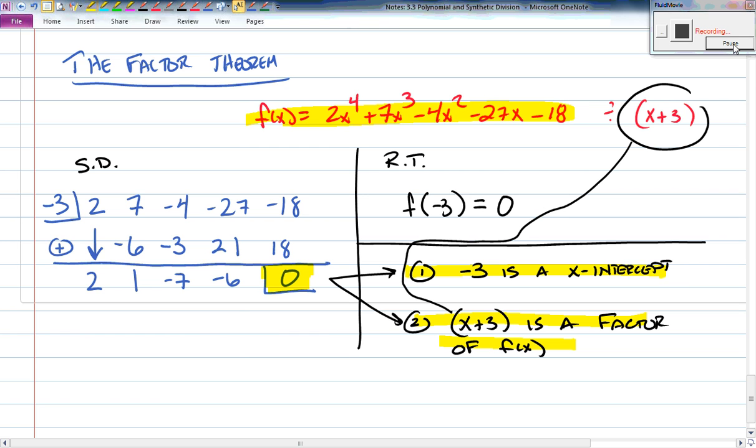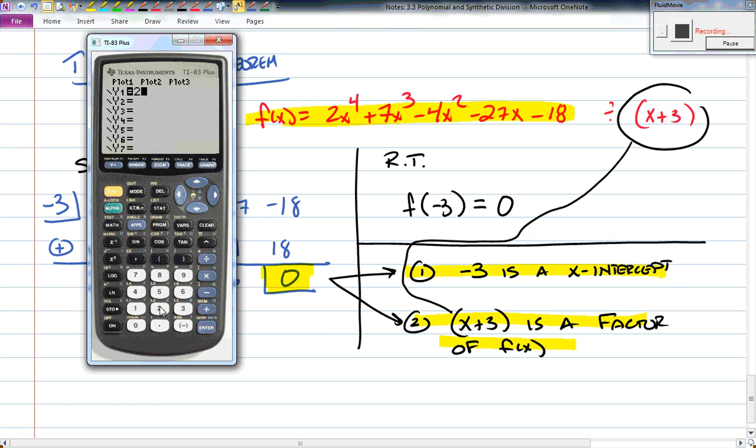Everybody good? Okay. Let's start plugging this in here. We're going to go 2x caret 4 plus 7x cubed minus 4x squared minus 27x and then minus 18. All right, everybody, Zoom 6 this thing. Zoom 6 makes sure we're all in the same window so that everybody's calculator looks the same.